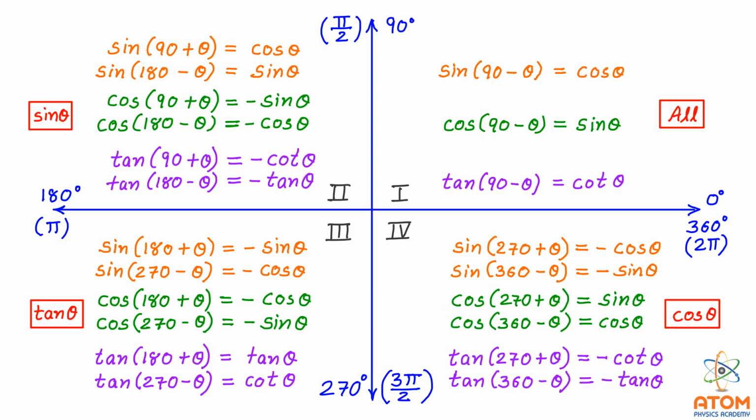Let us see this one. cos(270 plus theta). Now 270 plus theta means it is the fourth quadrant. In the fourth quadrant cos is positive, so the answer of this term will be positive. But here it is 270, so cos will be converted into sin, so it is plus sin theta. Likewise, you can check all of these equations. If you remember the method, then you need not remember all of these values.